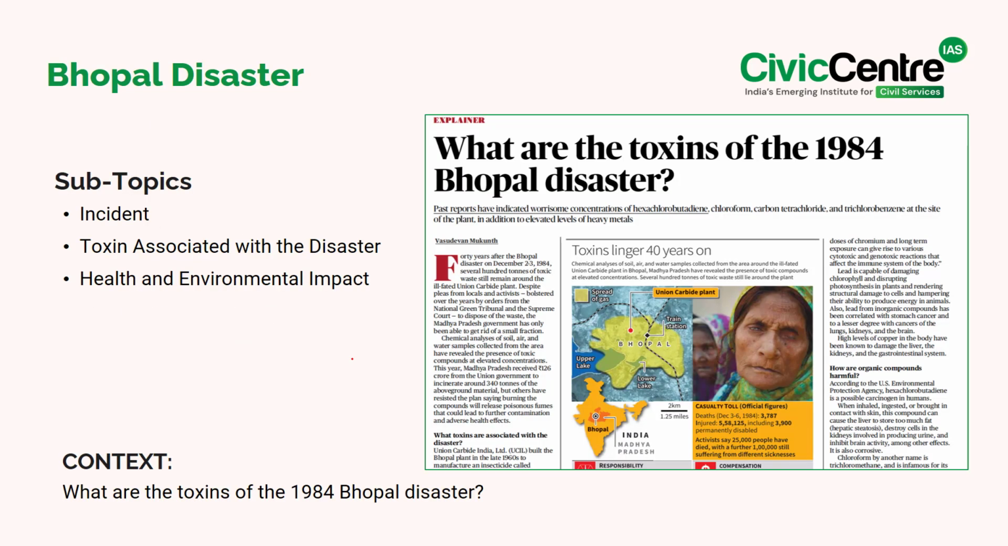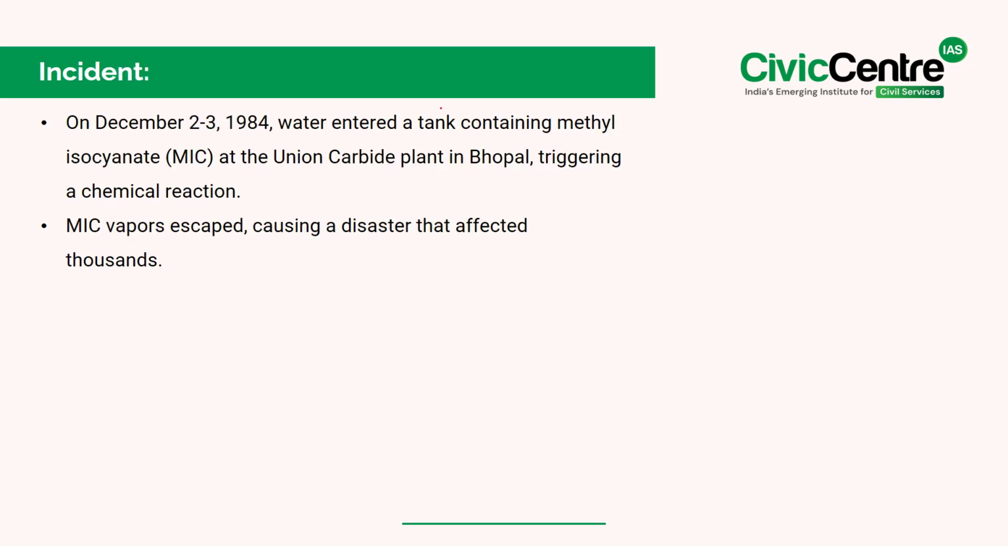The next article says that 40 years after the Bhopal disaster on December 2nd-3rd of 1984, several hundred tons of toxic waste still remain around the ill-fated Union Carbide plant. In this context, we'll talk about it. See, on December, what happened? What was the incident of this global disaster?